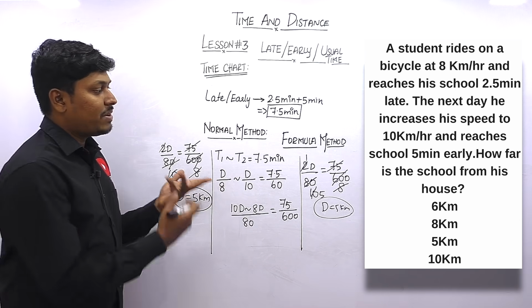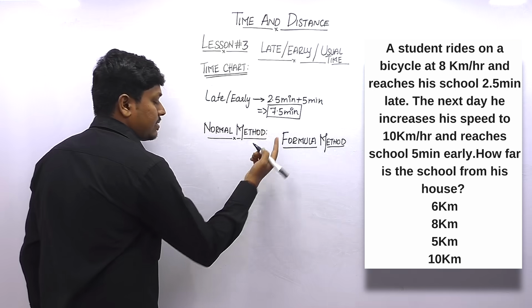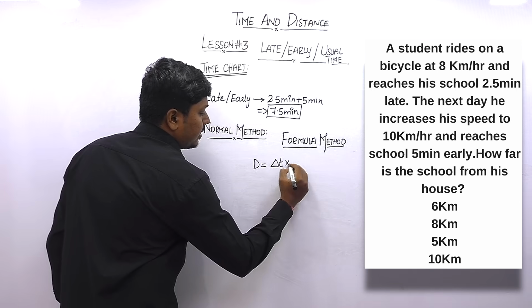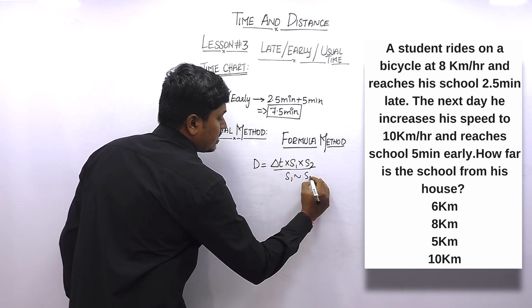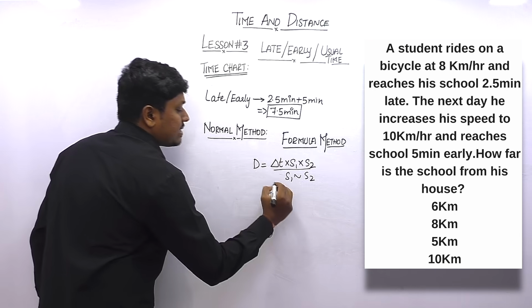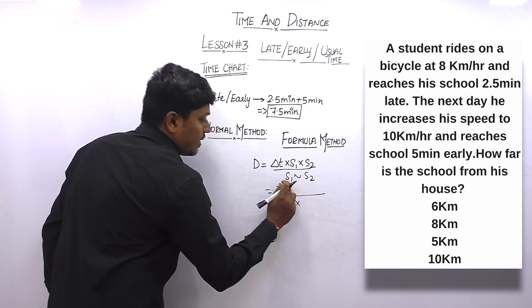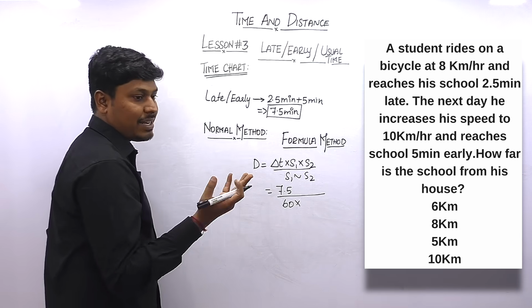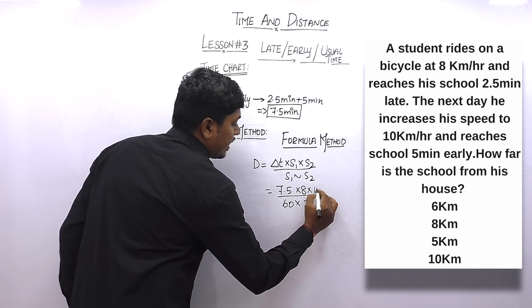Now we can solve this question by the formula method also. Next is the formula method. You know the time difference is 7.5 minutes. So distance is equal to del t into S1 into S2 divided by S1 minus S2. So del t will be 7.5 minutes, so 7.5 divided by 60. S1 and S2, the first speed is 8 km and the second speed is 10 km. The difference will be 2 km. So first is 8 and the second is 10.